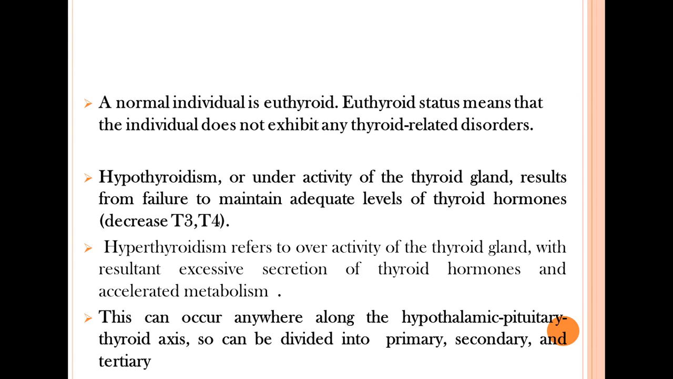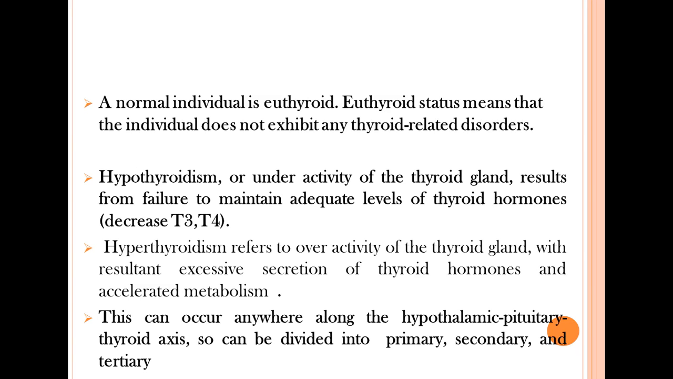Before we start, we must know what is euthyroid. It means that an individual has no thyroid related disorder, while hypothyroidism is under activity, also called decreased production of the thyroid hormone. Hyperthyroidism is of course the opposite, which is overactivity of the thyroid gland, with excessive secretion of the thyroid hormone.